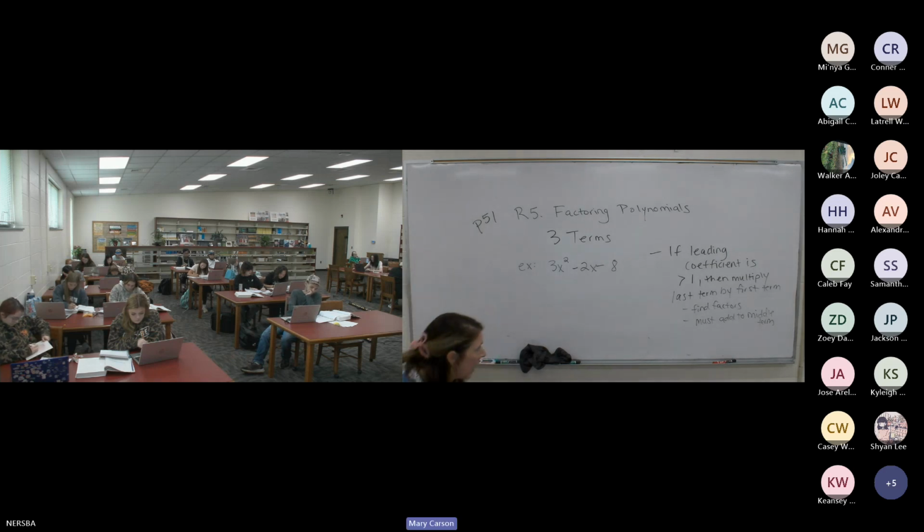All right, go ahead and try it. Remember, multiply the last term by the first term. Find two numbers that multiply to give you that number, but add to give you the middle term. Then break up into 4 terms and then go from there.